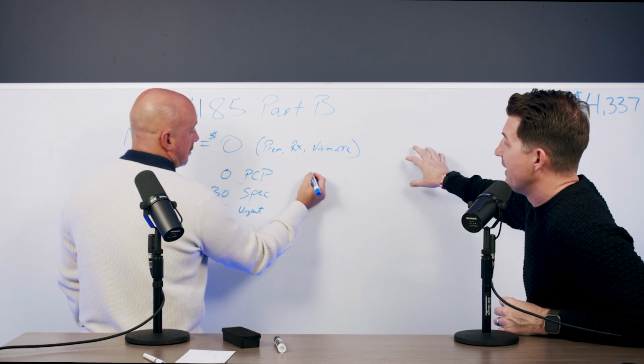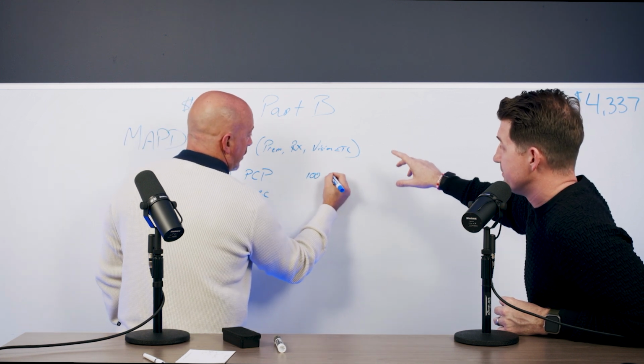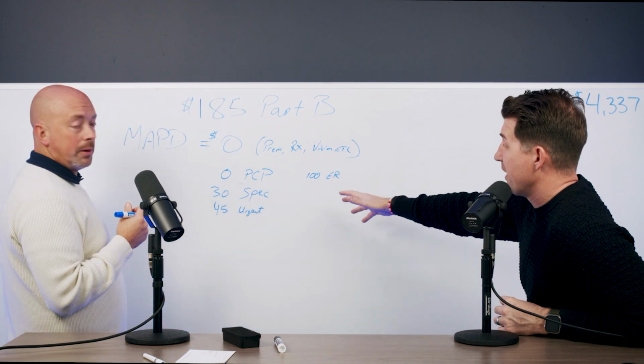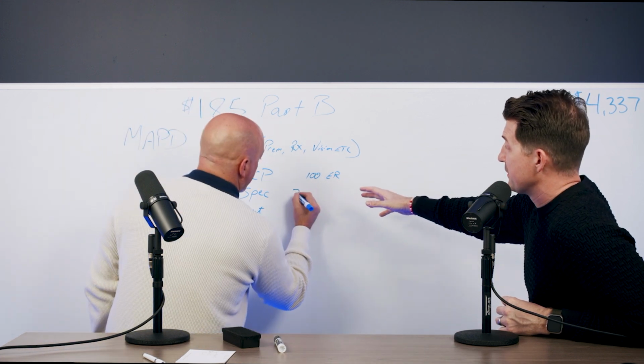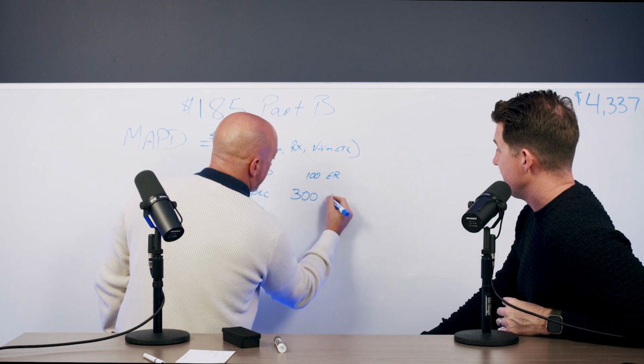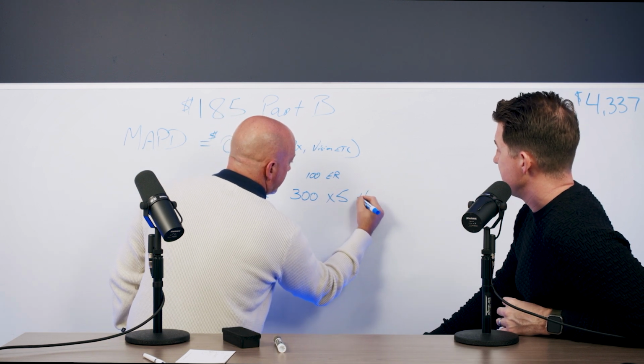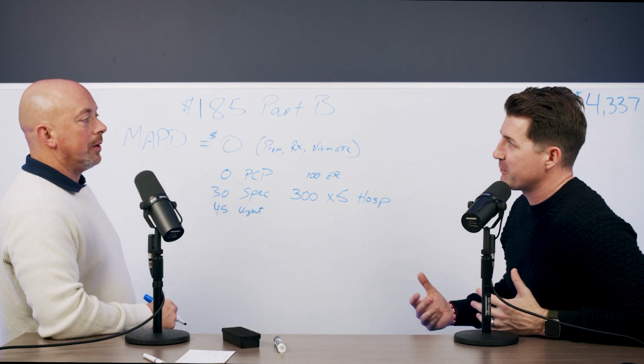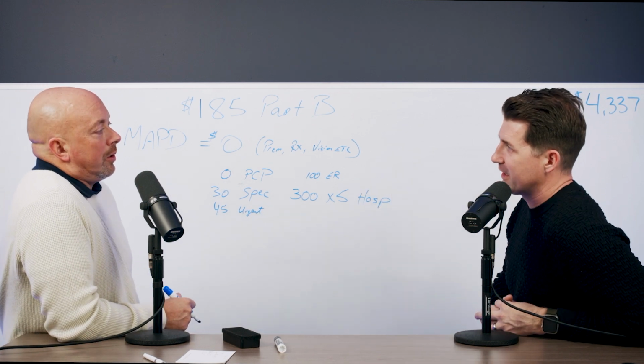Let's say it's $100 for the ER. Then let's say it's $300 a night for 5 nights for the inpatient hospital. There we go, that's the number I was looking for. So once we lay out these numbers, the first thing I'm going to ask is, what did your year look like last year?